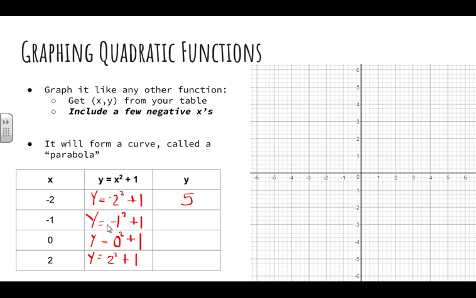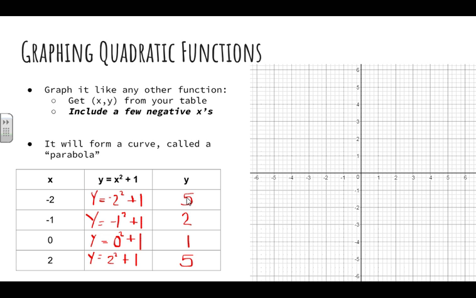All right, here we have y equals negative 1 squared plus 1. So negative 1 squared is a positive 1, so 1 plus 1 is 2. If we use 0, we have y equals 0 squared plus 1. 0 squared is 0, and 0 plus 1 is 1. If we have a positive 2, y equals positive 2 squared plus 1. So 2 squared is 4, plus 1 is 5.